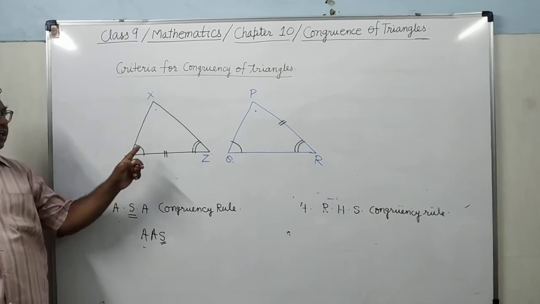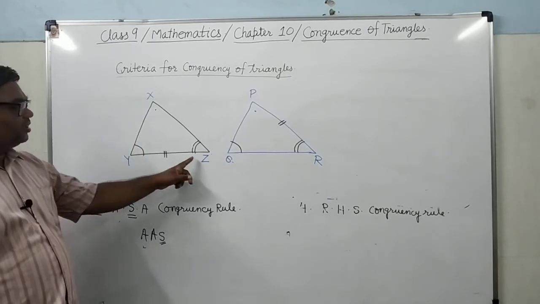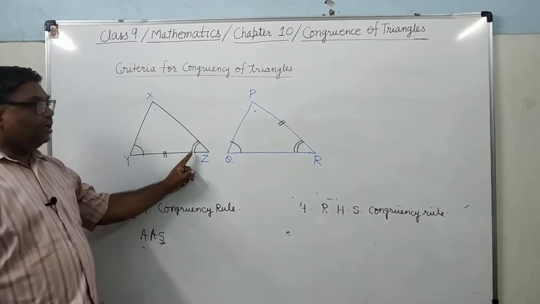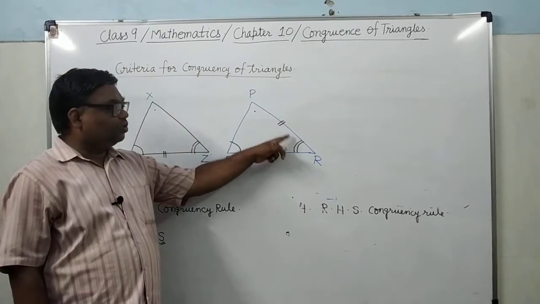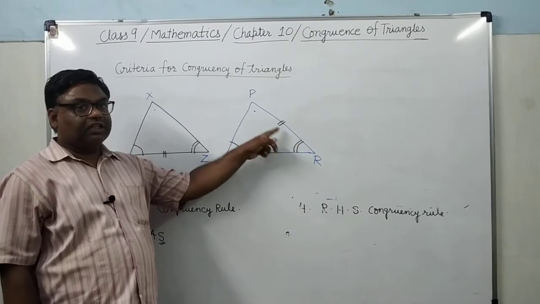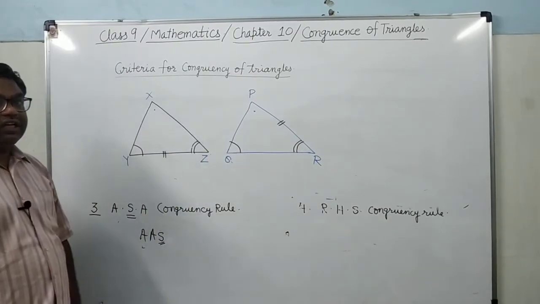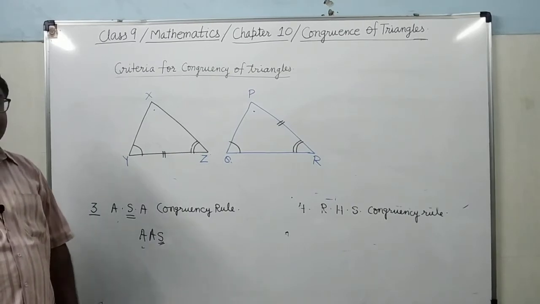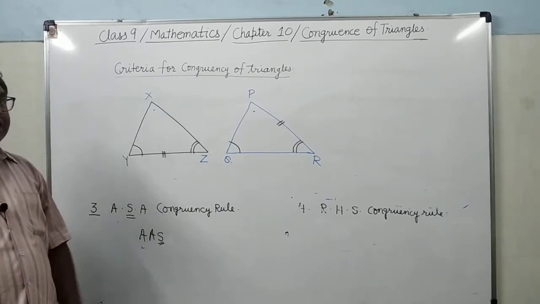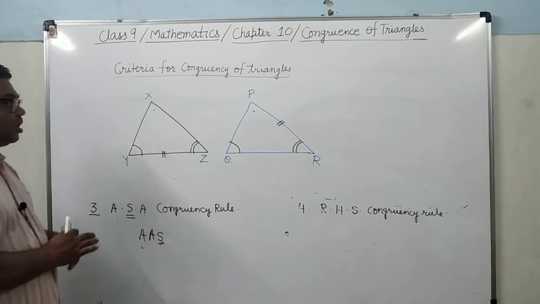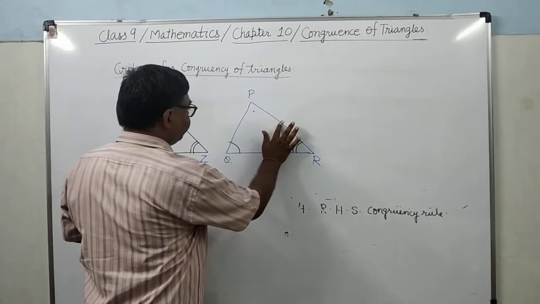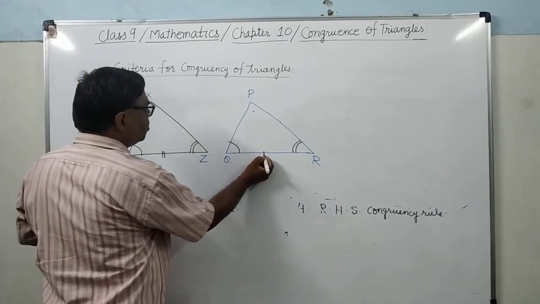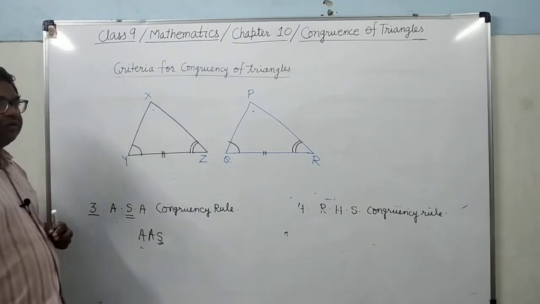You can see here YZ is touching this and this, while here PR is touching the different angles. It's clear? YZ is equal to PR, but it is not touching the same angles. Therefore, they cannot be congruent.